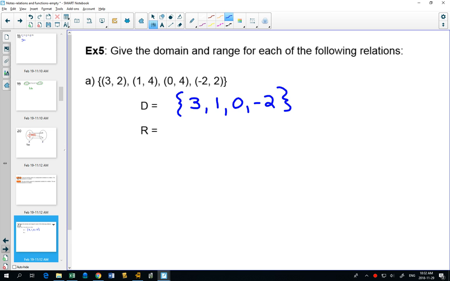Your range, your y values, well, we have the y value of 2 and the y value of 4. You don't need to rewrite them more than once, because those are the only y values you have. 2 and 4. Same for the domain as well. If you have something that appears more than once, you'd only need to put it once.